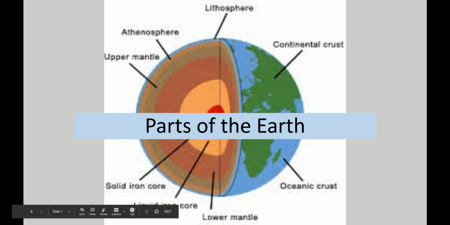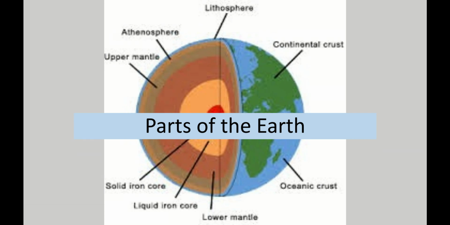All right, so we're going to start looking at parts of the Earth. We have two different models that we can use to look at the parts of the Earth. One of them is described as the compositional model, and the other is discussed as the structural model. When we are looking at these different layers, you have to have an idea of what's going on.